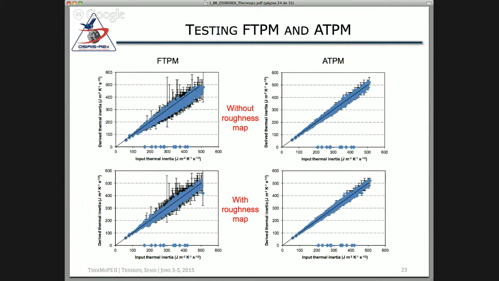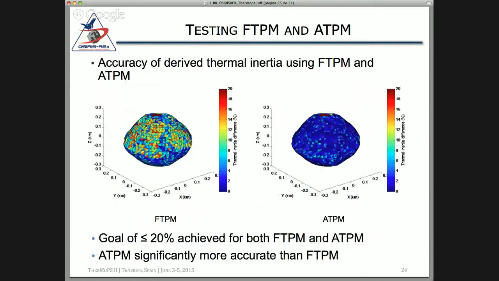This basically shows the thermal inertia residuals. As you can see, we're not quite getting to the poles of the asteroid. This is because the pole obliquity of Bennu is very close to perpendicular to its orbital plane, so we're not quite seeing the diurnal temperature curves at the pole. But importantly, we achieve the 20% accuracy required for the 10 Kelvin temperature predictions.